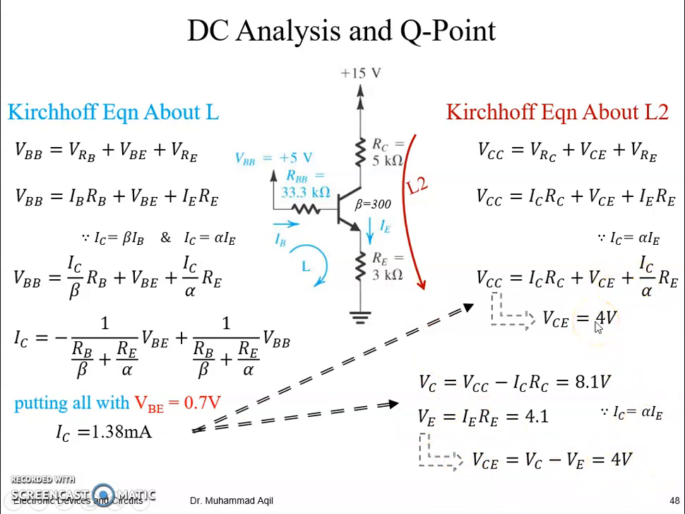So now we have found VCE and IC, the two crucial parameters as far as the Q point is concerned, and also the terminal voltages VC and VE. And what would be the VB? VB will be equal to VE plus VBE.